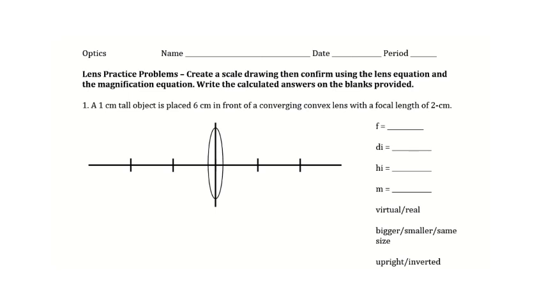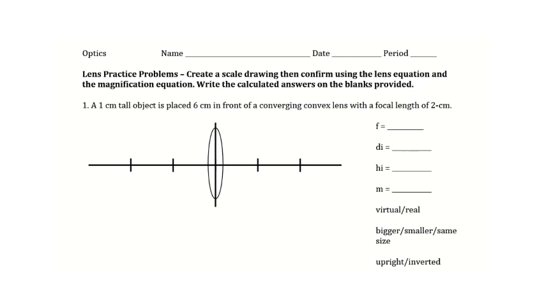Rule number one is a ray drawn parallel to the principal axis is refracted through the focal point. Rule number two is a ray drawn through the focal point is refracted parallel to the principal axis. And rule number three is a ray drawn to the vertex of a lens passes through unchanged.